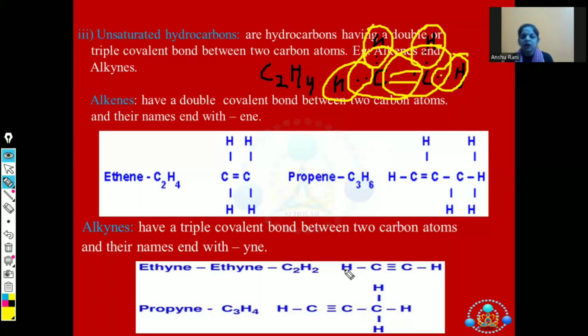Now see, in this case, you are having C2H2. What will carbon do? Carbon will share three pairs of electrons with another carbon atom, and one bond will be made with a hydrogen atom. In this way, hydrogen is completing its duplet and carbon is making its octet. This would be the structure.